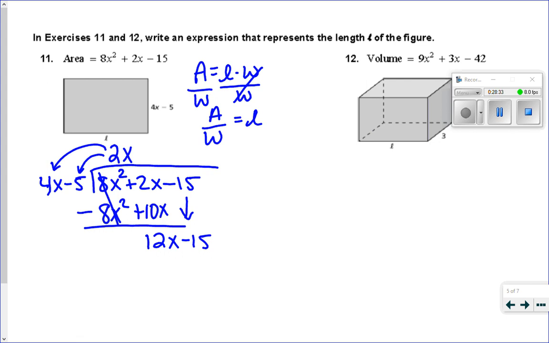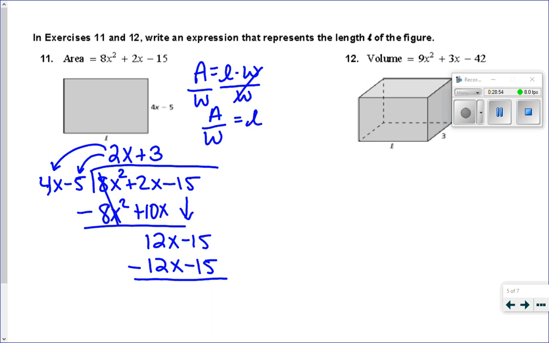4x times what gives us 12x? Well, 3, right? If I just do 4x times 3, I would end up with that 12x. So that's my next term. And we just do the cycle again. So now I'll multiply that by my divisor. 3 times 4x is 12x. And 3 times negative 5 is a negative 15.